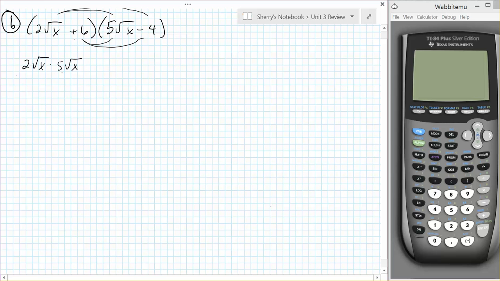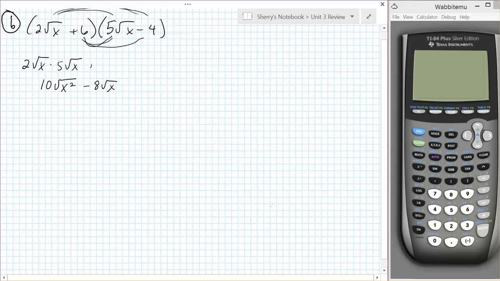We can multiply outsides with outsides and insides with insides. So 2 times 5 gives me 10, and then inside the square root we have the square root of x squared. Then I'm going to need to multiply the 2 square root of x times the minus 4. And when I do that, I'm going to end up with minus 8 square root of x.